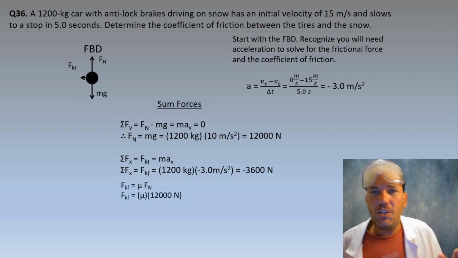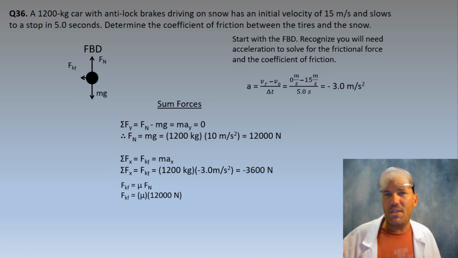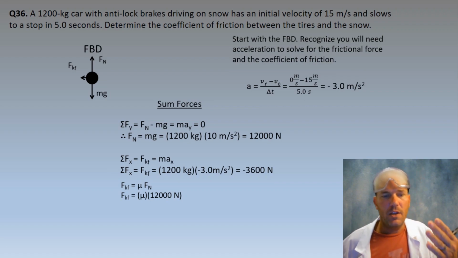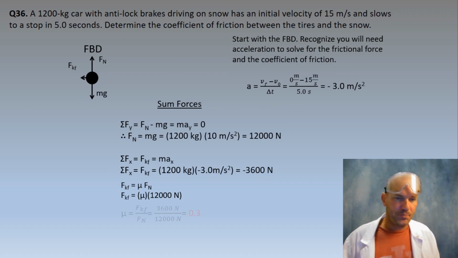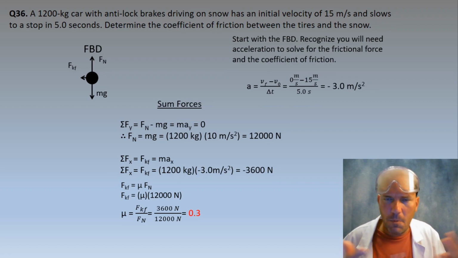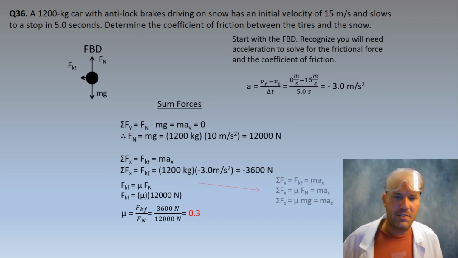So let's use physics is fun to try to find mu, or the coefficient of friction between the tires and the snow. We know everything else now, so we can simply plug in our values that we obtained from the physics is fun equation and the vertical summation, and we get a mu value of 0.3. Remember, that is dimensionless.